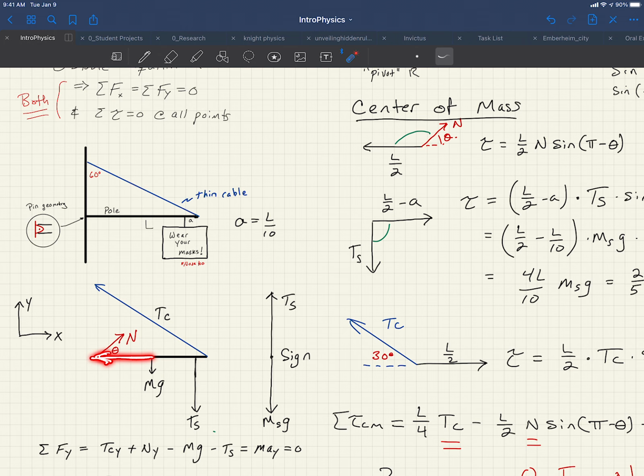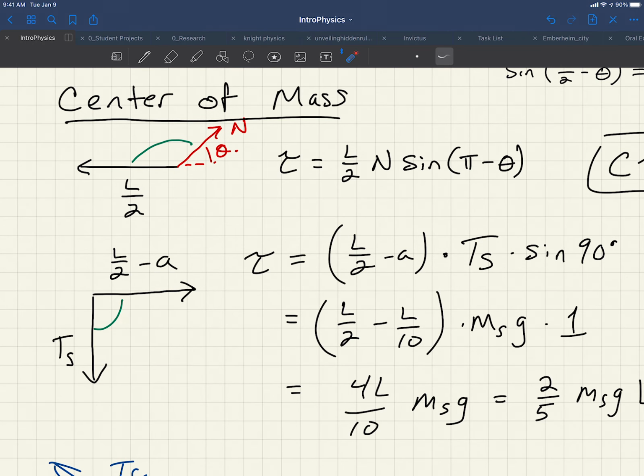That is this r vector being drawn here. It has length L over 2 because the whole thing is length L. That force is acting up here at some angle of theta. And the torque equation asks for the angle between those two vectors. So the whole thing is pi, meaning this is pi minus theta. So then the torque that we get from this normal force about the center of mass is L over 2 times n times sine of pi minus theta.